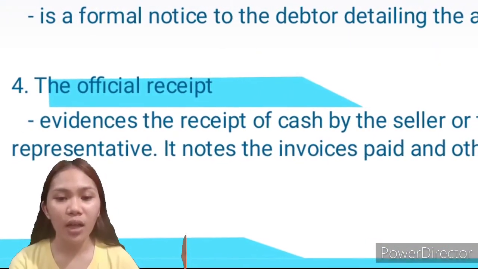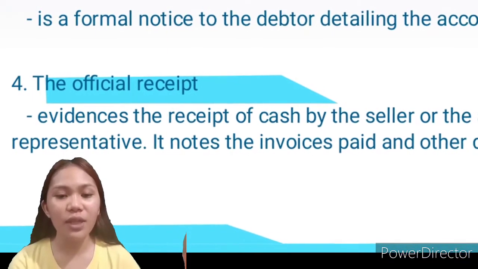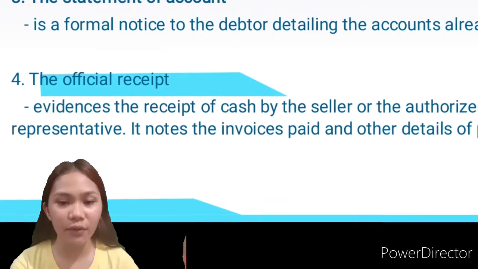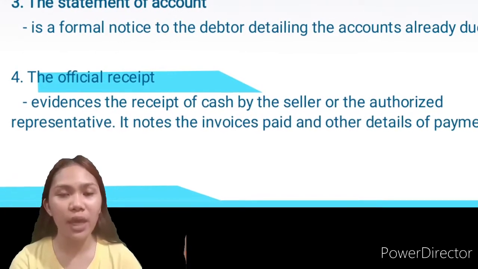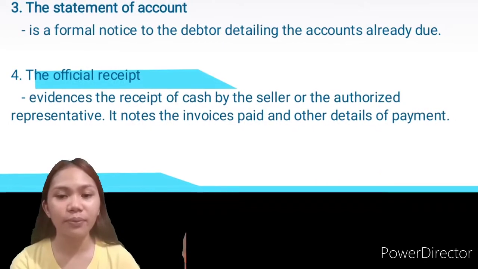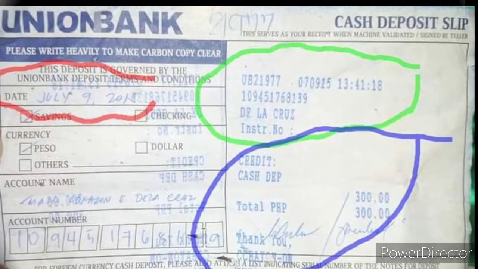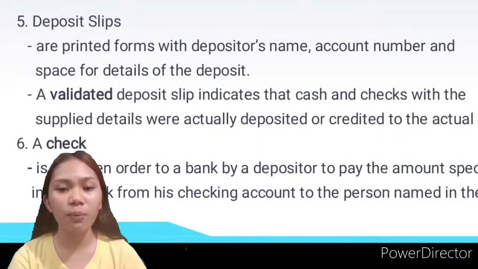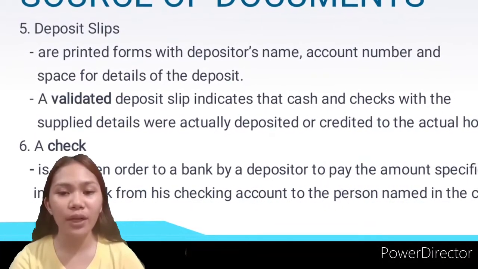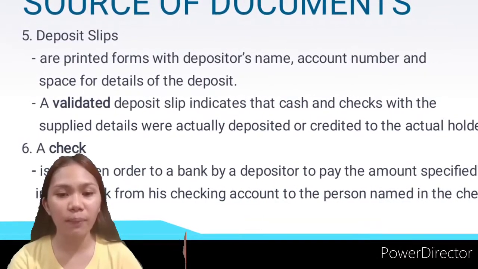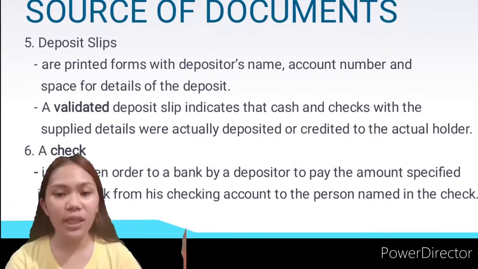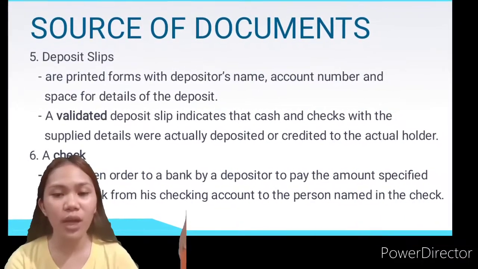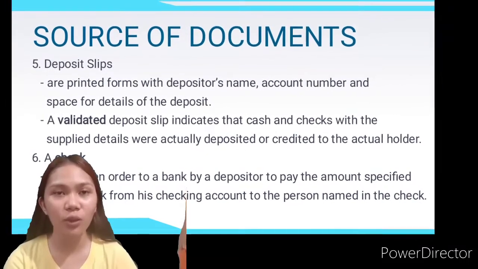Number 4, the official receipt. It evidences the receipt of cash by the seller or authorized representative. It notes the invoices paid and other details of payment. Number 5, the deposit slips. A deposit slip is a printed form with the depositor's name, the account number, and space for details of the deposit. A validated deposit slip indicates that the cash and checks with the supplied details were actually deposited or credited to the actual holder.